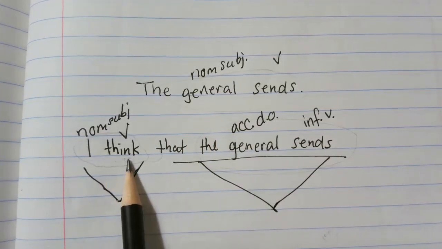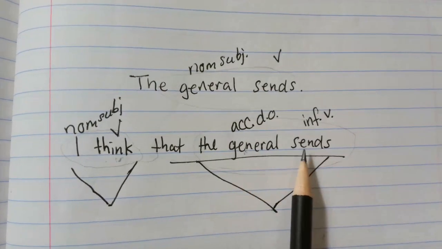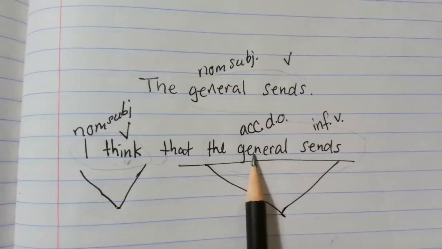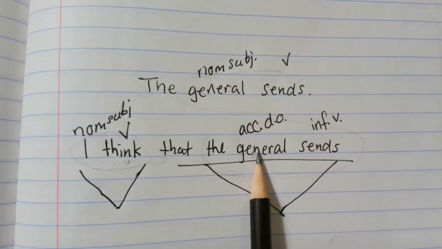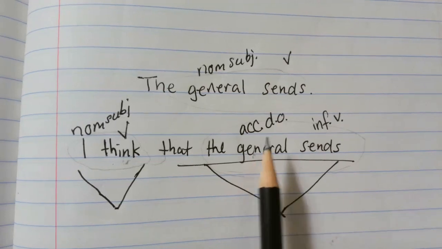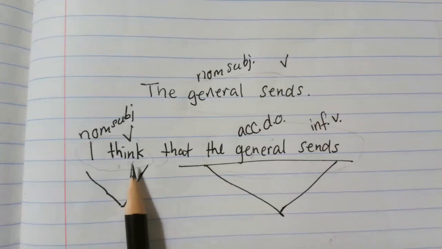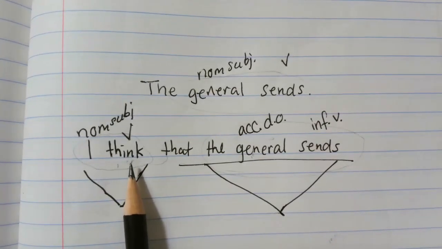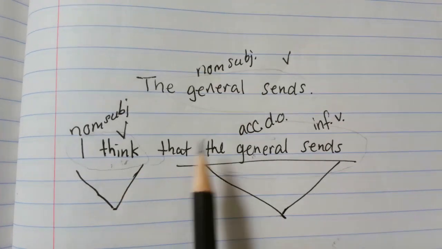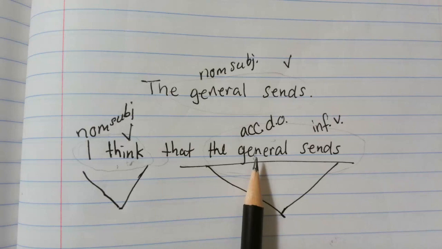And therefore, even though the general is the one sending, we are thinking about him sending. So we're going to put him in the accusative case because he is the direct object, if you will, of my thinking. So I think, what am I thinking? I'm thinking of the general sending. So he's going to be the direct object of my thinking.